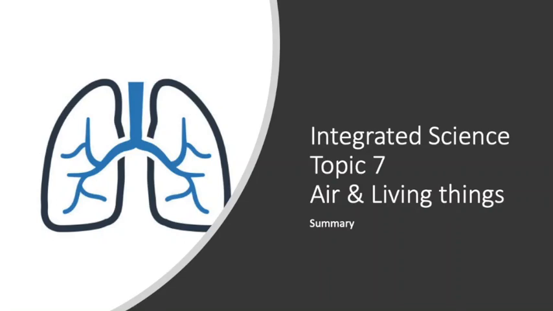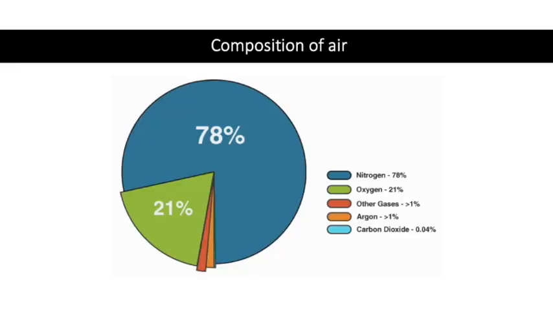Is going to summarize the idea from topic 7, air and living things. So we first of all talk about the composition of air. In air, it's actually a mixture of different gases. We have got nitrogen, oxygen, carbon dioxide, noble gas, argon, etc. For these gases, nitrogen has the most abundance, and then we have oxygen, and then some other gases, and carbon dioxide only occupies 0.04%.